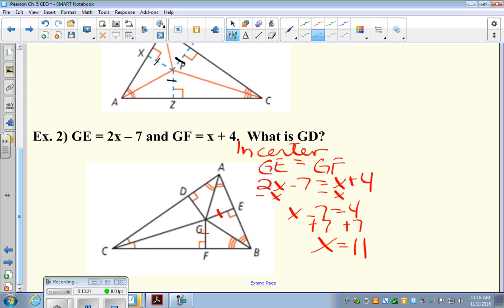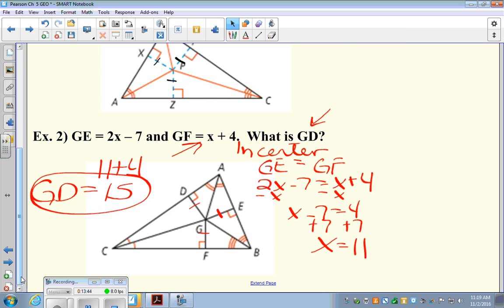It is asking us what is GD. So we're going to plug 11 into this distance right here. I'm going to pick this one because either one of these is congruent. So it's going to be 11 plus 4. So GD is 15. Okay.